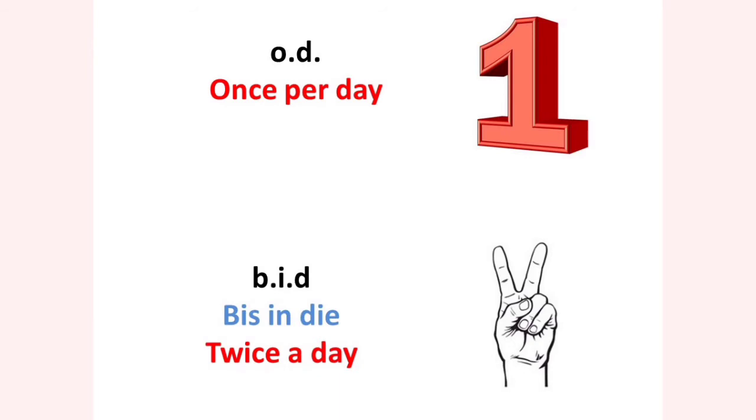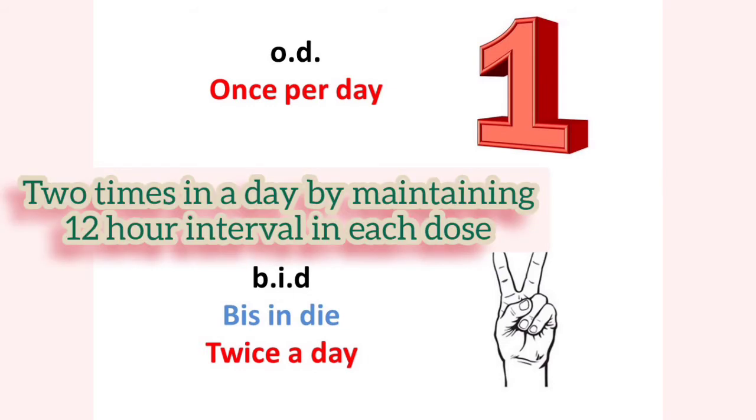Another is BID. In Latin, it means bis in die, and in English, it is twice a day. Twice a day means you have to divide one day into two parts. That is, 24 hours is divided into two, that is a 12-hour interval. Twice a day at a 12-hour interval.